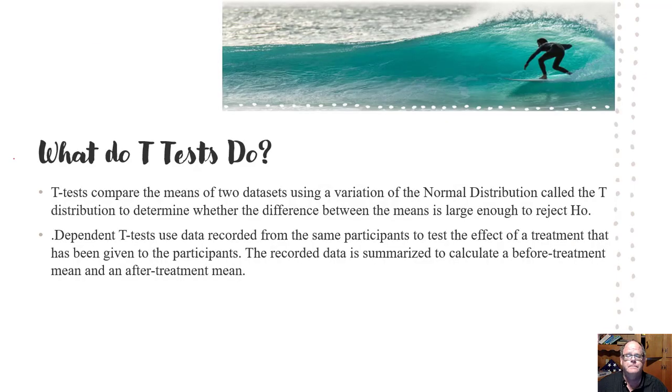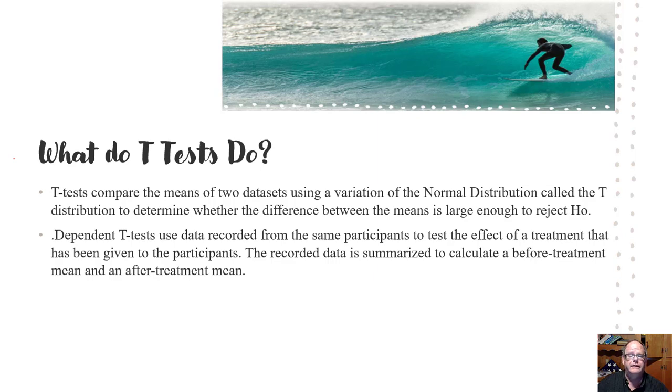All right, so what do t-tests do? T-tests compare the means of two data sets using a variation of the normal distribution called the t-distribution to determine whether the difference between the means is large enough to reject H0.